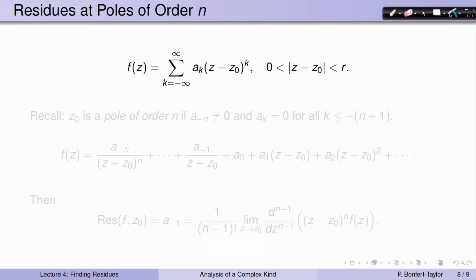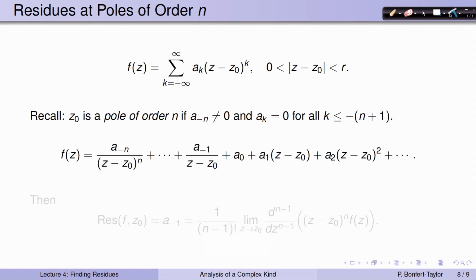Let's try to generalize these ideas. Suppose now we're dealing with a pole of order n. That means the a minus n term is non-zero, and all other a k's for k less than or equal to negative n minus 1 are equal to 0. So my function looks like this. I have a minus n over (z minus z0) to the n, and then terms with the denominator getting better and better, all the way through a minus 1 over z minus z0, and then the non-negative powers of z minus z0. The idea is the same thing.